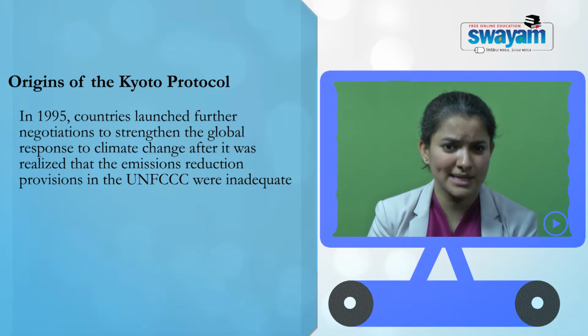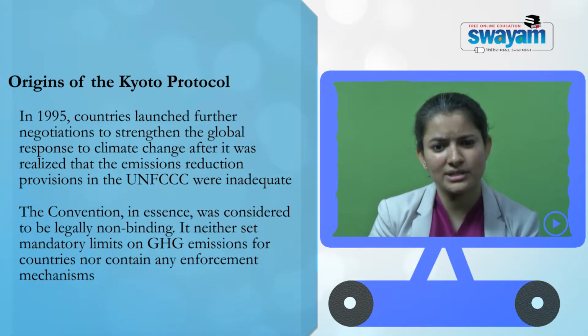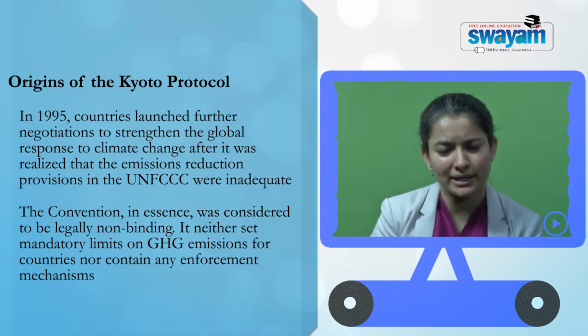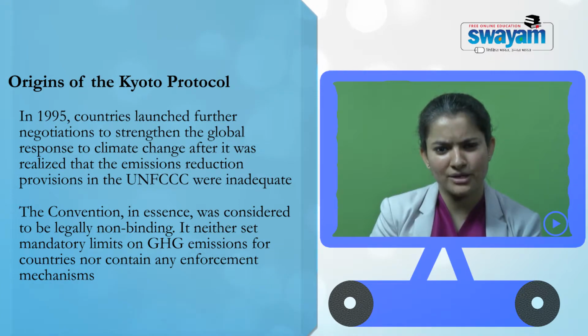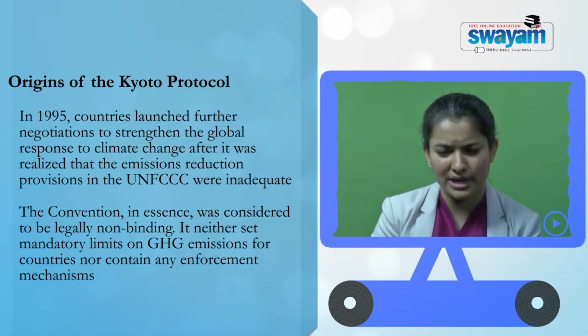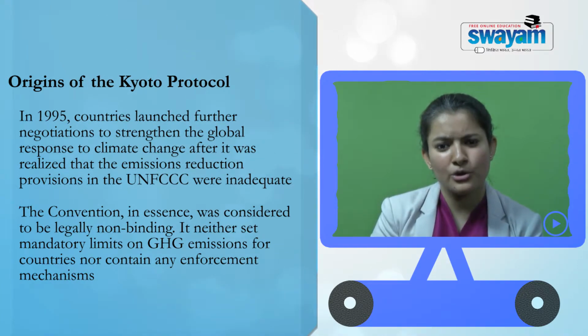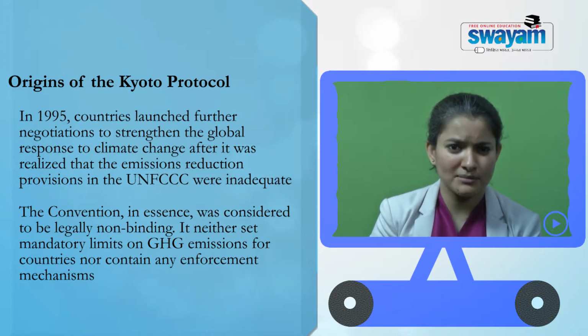The UNFCCC, in a sense, was considered to be legally non-binding because it neither set mandatory limits on the greenhouse gas emissions for countries, nor did it contain any enforcement mechanisms. The UNFCCC, however, did allow for the adoption of additional protocols to the Convention, which then led countries to adopt the Kyoto Protocol to the UNFCCC in 1997.